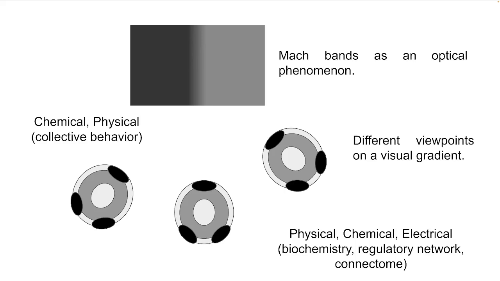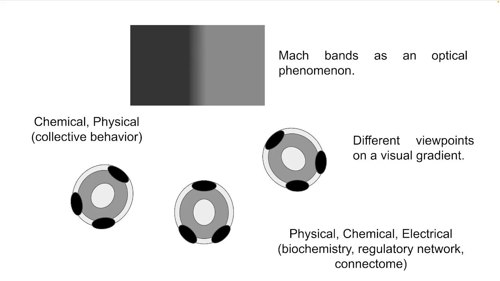So in this case, we're going to take some agents, some developmental agents. We're going to give them different viewpoints on a visual gradient, and we're going to train them on this Mach band gradient to see if they can detect differences in that Mach band, or given different orientations, detect patterns in this Mach band. And so this involves chemical and physical properties that manifest as collective behavior. So you can have multiple agents explore the same space from different perspectives and produce some sort of collective behavior that is manifest as some chemical or physical phenomena.